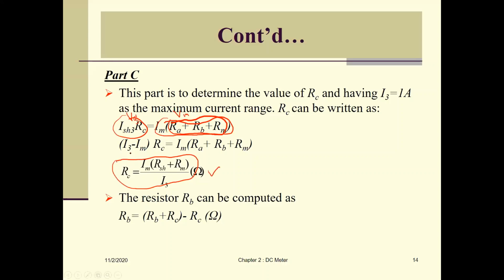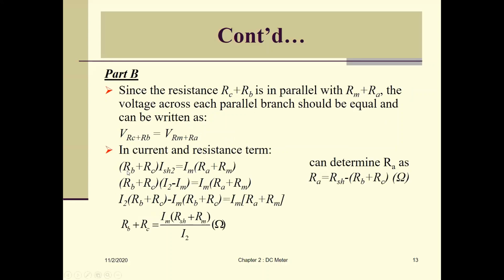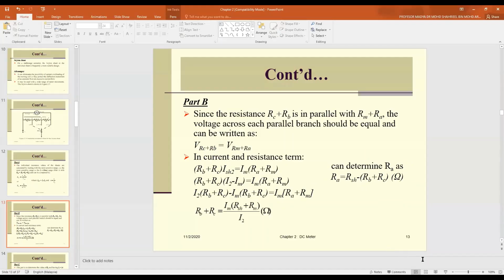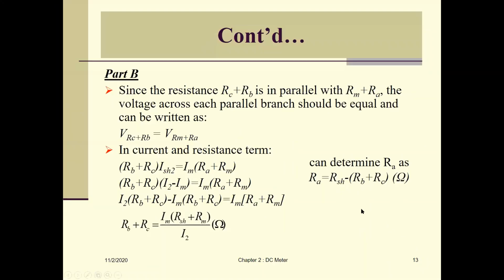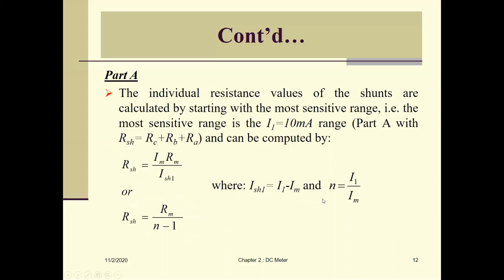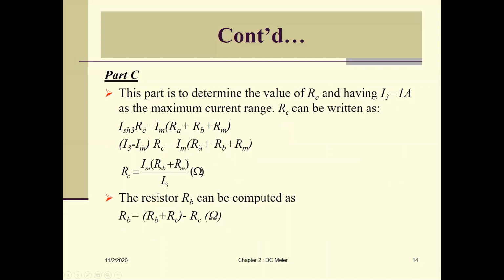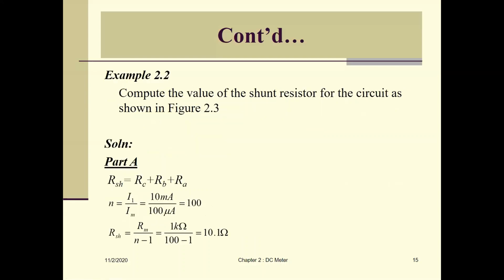This formula calculates the RC, and from the RC you can get the RB. And then after you calculate the RB and RC, you can calculate the RA here. All right. So this is an example.